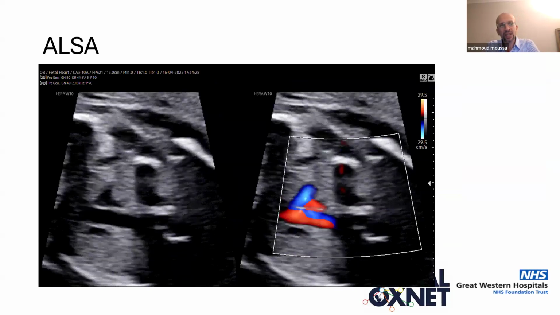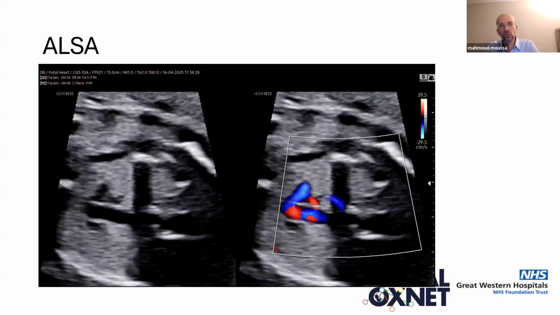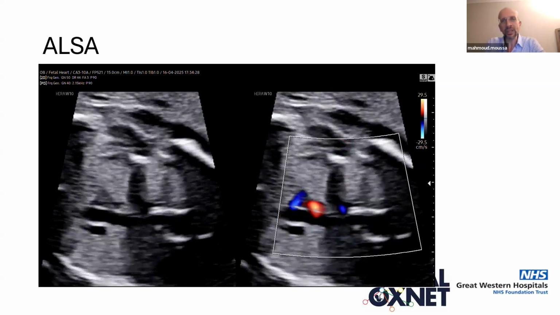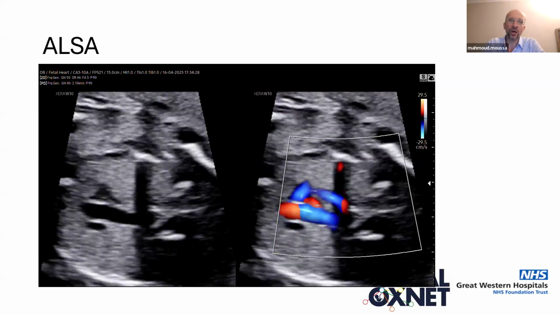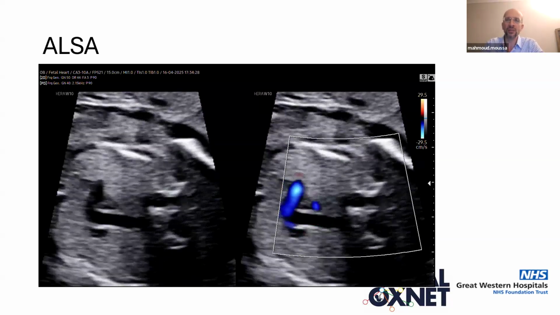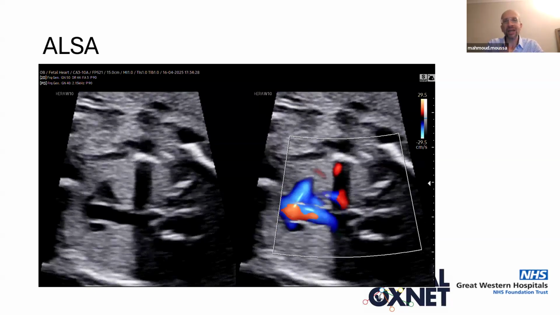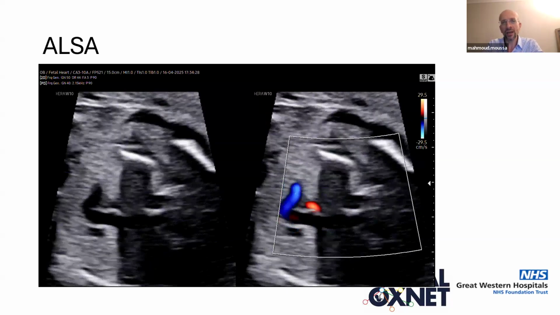So if you keep sliding to the top, if you go higher up from your three-vessel trachea view, you will see the subclavian artery. And why I'm sharing this is because you will need to see the subclavian artery as part of your heart examination. And here, as you can see, the subclavian artery is going behind the trachea.